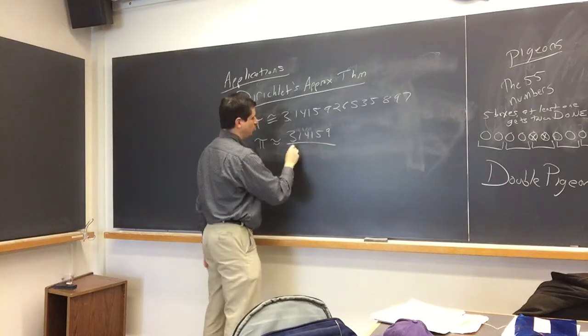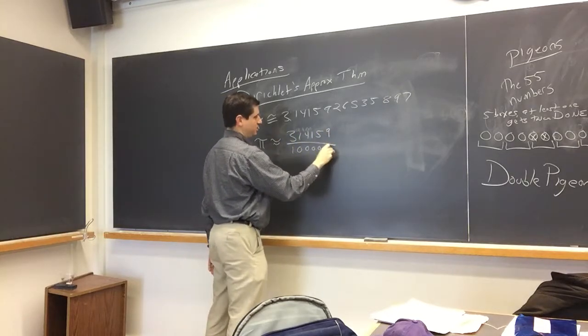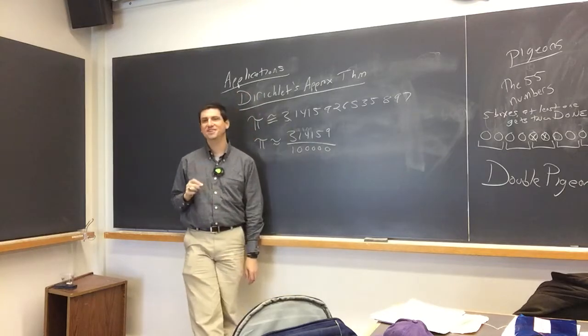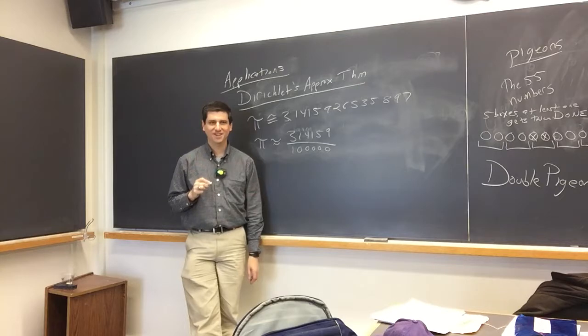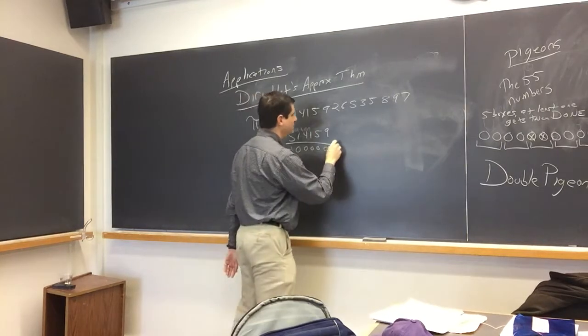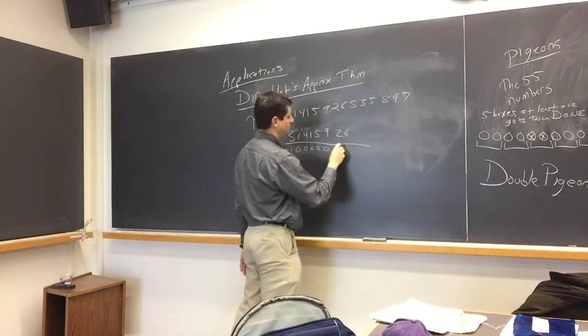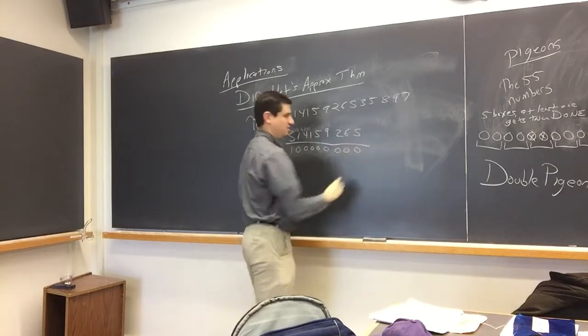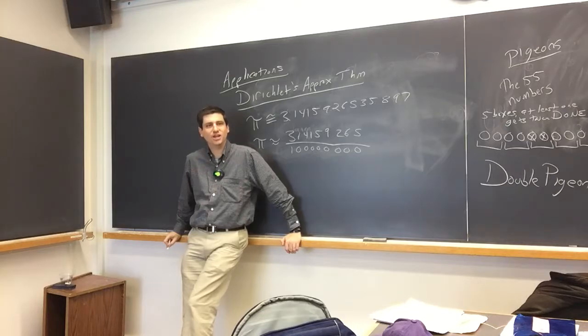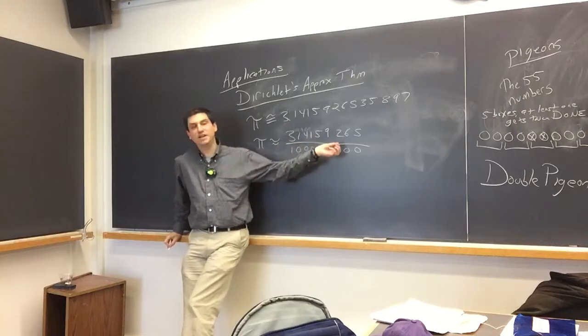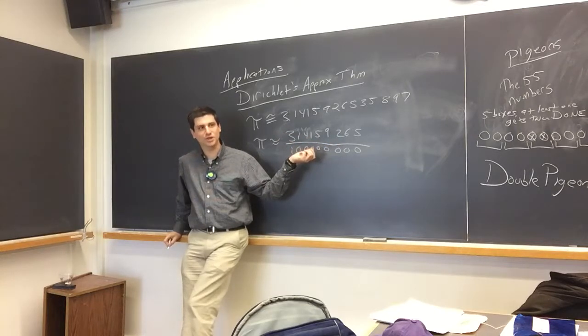314,159 over 1,000,000. Right? That's a good approximation to pi. If I want a better approximation to pi, I can get an arbitrarily good approximation to pi. So one of the things we like to do is we like to talk about the cost of an operation. So the bigger my numbers, the more expensive it is to work with them.